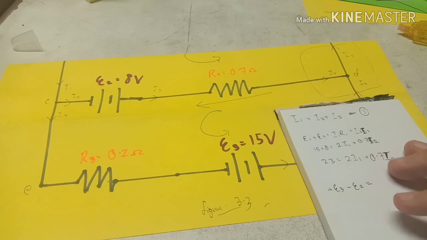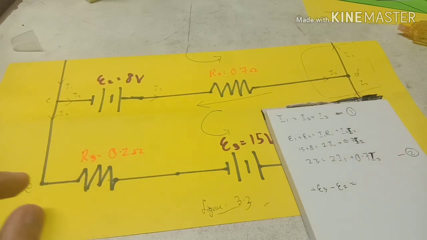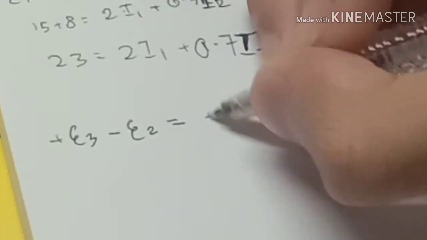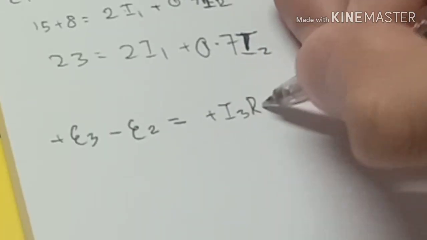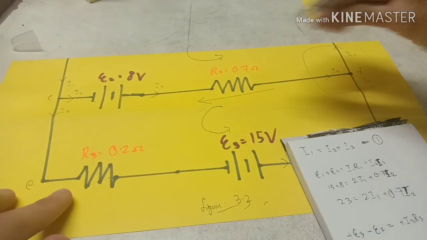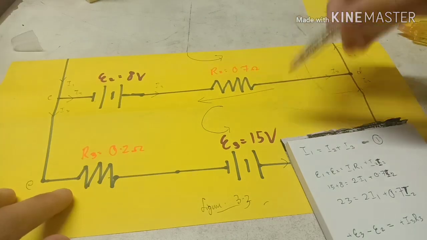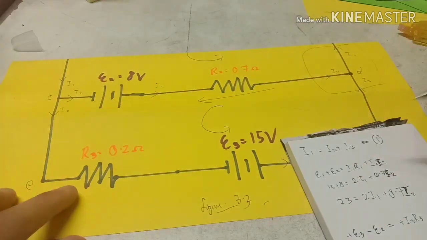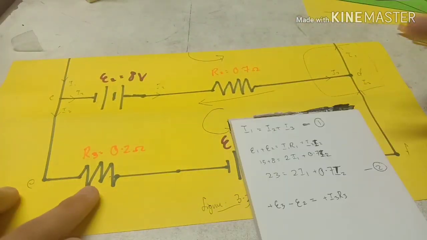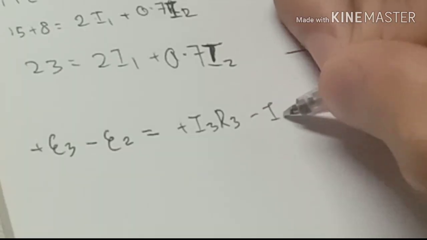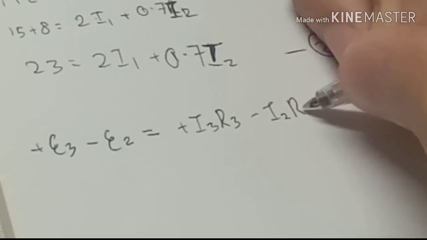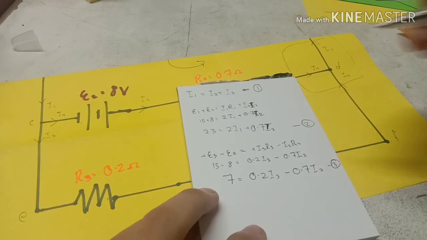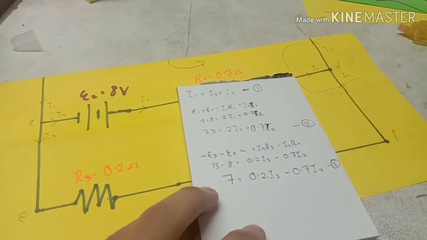Now the IR, I3 and R3 will be positive because I3 goes with the flow that we choose. So it's plus I3 R3. But it's a negative I2, because I2 is moving in this direction, but our flow is this direction. So therefore, it's negative I2 R2. So we substitute everything from here. So this will be our third and finalized equation.